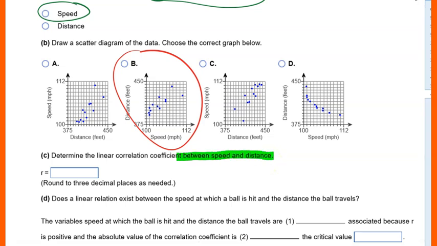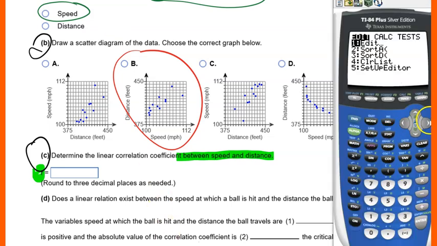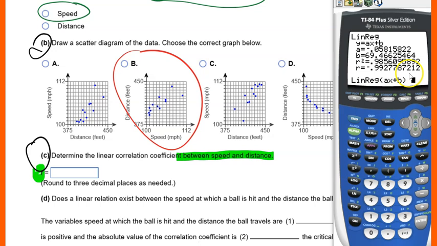Now determine the linear correlation coefficient between the speed and the distance. That's part C, which means find R. To find R, you go to Stat, Calc, number 4, which is LinReg(ax+b). Since your data is in L1 and L2, you have to do nothing. Enter. You see R here. If you round it to 3 decimal places, as the instruction says, you put 0.812. That's R.